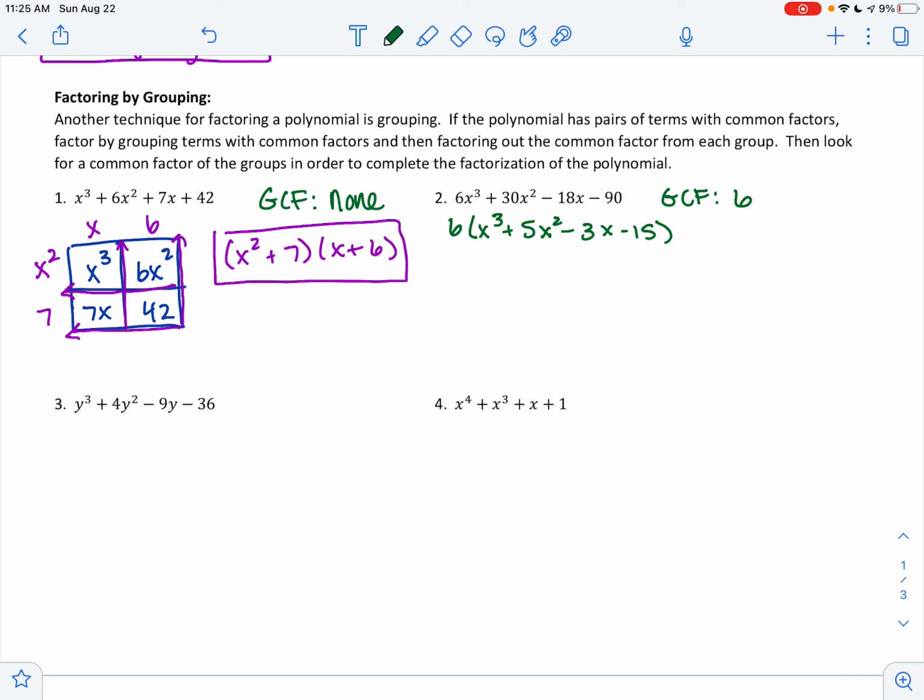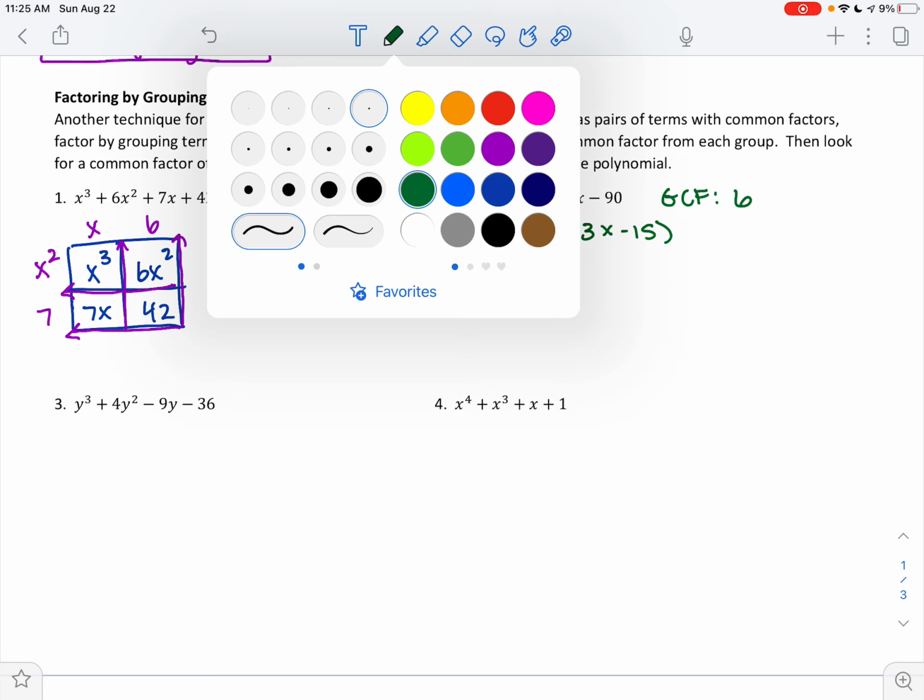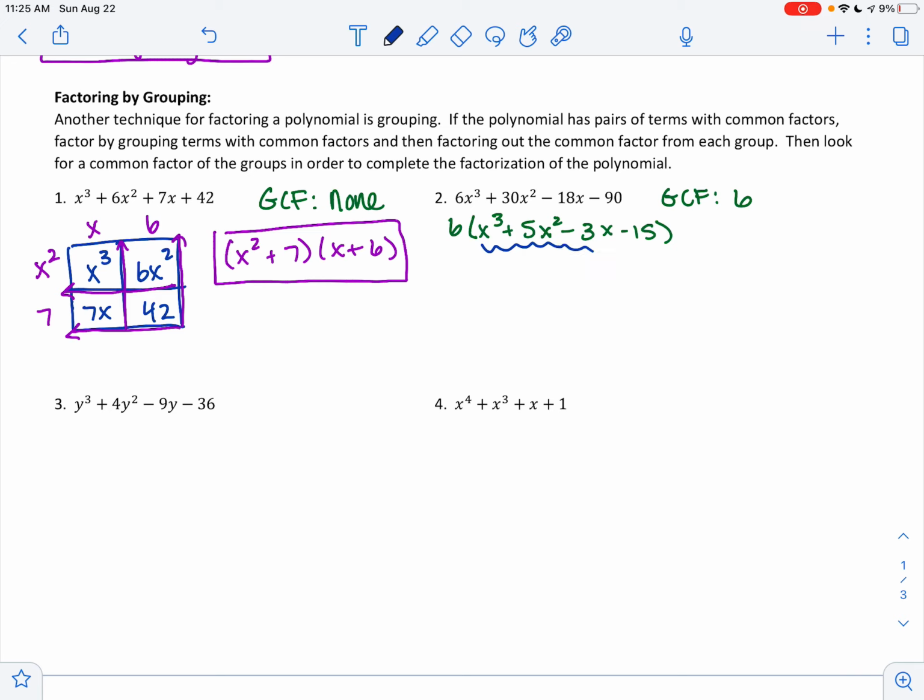Well, now I want to factor completely. So now I'm going to factor what's remaining inside the parentheses using the area model. I'm going to take each one of those 4 terms and put it in each one of the empty boxes of the area model.